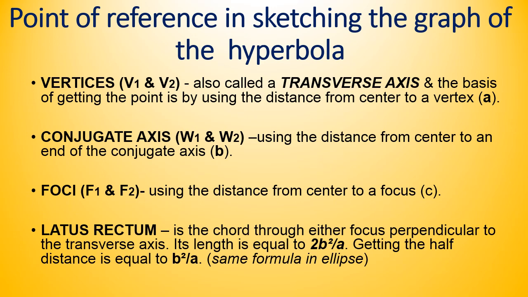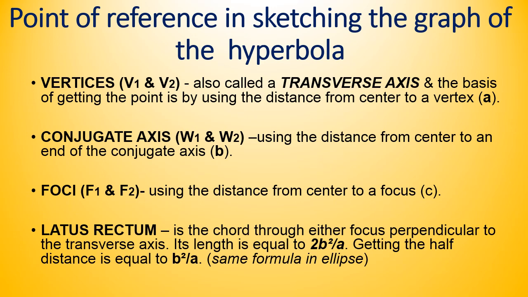First, we need to know the vertices. We label them as V sub 1 and V sub 2, also called the transverse axis. The basis of getting the point is the distance from the center to a vertex. Our vertex represents variable a. Next is what we call the conjugate axis, labeled as W sub 1 and W sub 2. Using the distance from the center to an end of the conjugate axis, that represents our variable b.